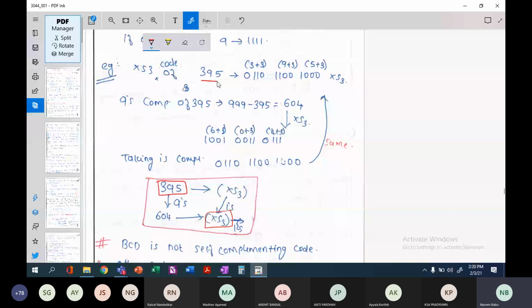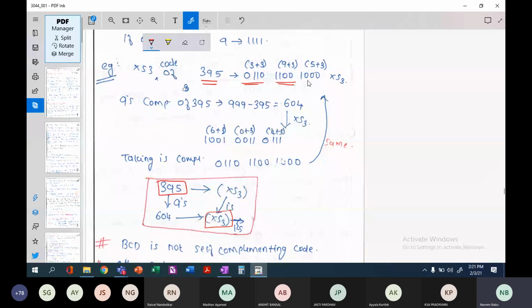You know what the code of 395 is? In XS3, every digit has to be added with 3. So 3 plus 3 is 6. So what is the code for 3 in XS3? It is 0110, which is decimal equivalent to 6. What is the XS3 of 9? 9 plus 3 is 12. So 1100 is the XS3 code of 9. 5 is given as 1000.